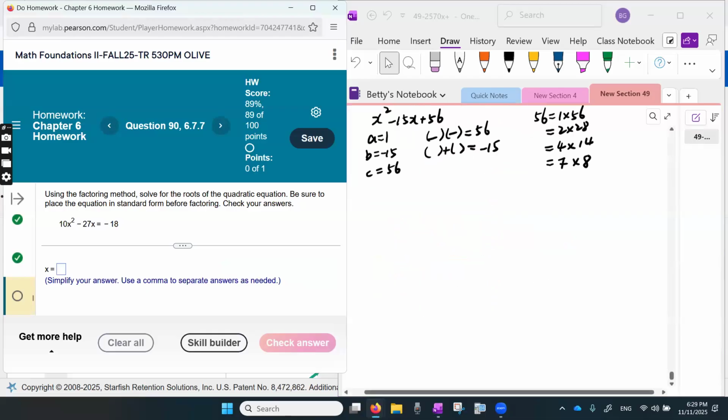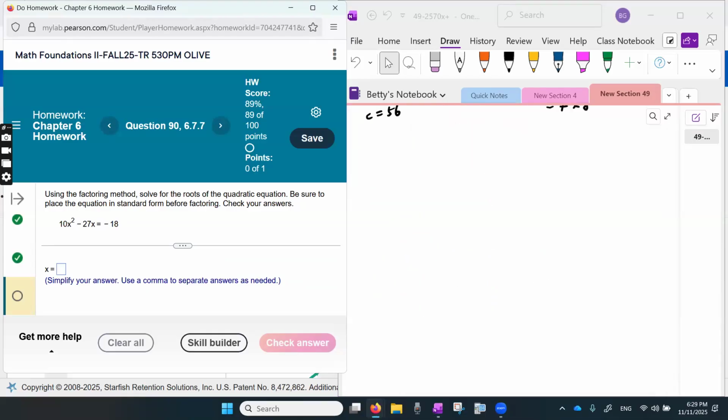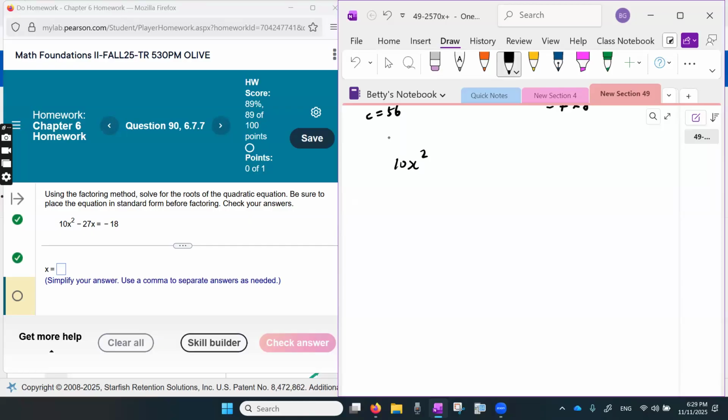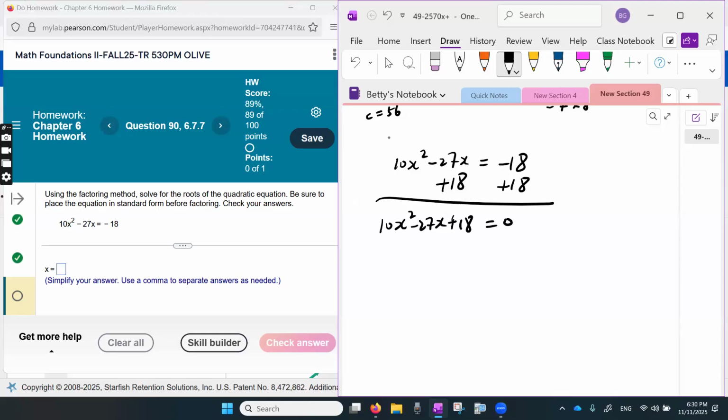All right, this one, degree 2 equation, so the quadratic equation. However, this quadratic equation is not in a standard form, right? So 10x squared minus 27x equals negative 18. We need to write the equation in a standard form. We should always keep the right side be 0. So add 18 to each side. We have 10x squared minus 27x plus 18 equals 0. Now it's in a standard form.